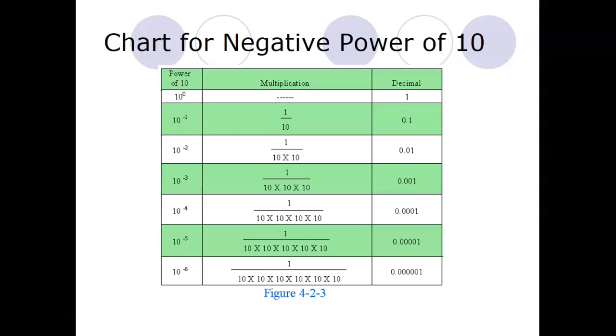So for negative powers of 10, again, 10 to the 0 is still 1. The negative 1, 0.1, negative 2, 0.01, so on and so forth. You're just moving that decimal forward.